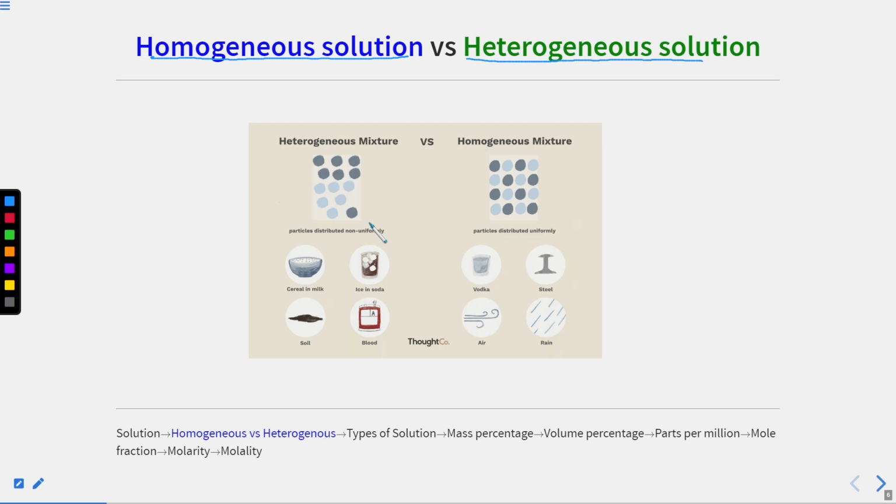And more effectively you can say that binary homogeneous solution. So in this chapter we will be basically dealing with binary homogeneous solution. So what is this homogeneous solution? So first let us talk about this homogeneous and heterogeneous solution.